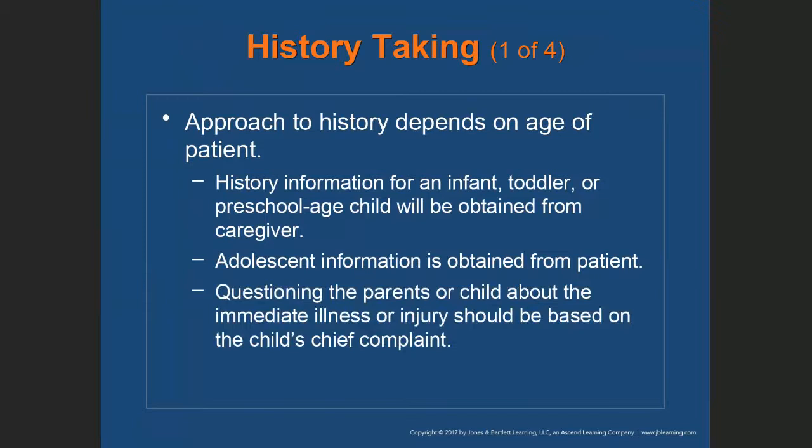Now, after the primary assessment, the next phase is your history taking. Approach to history depends on the age of the patient. History information for an infant, toddler, or preschooler, you're going to get from caregivers or parents. Adolescent information, you obtain from the patient. Questioning the parents or child about immediate illness or injury should be based on the child's chief complaint.